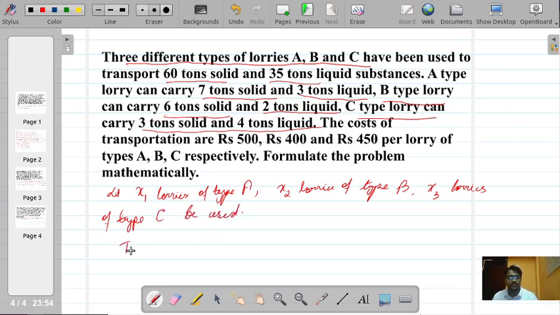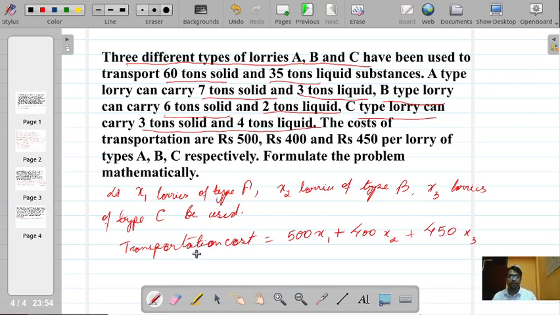So what is the transportation cost? Transportation cost is equal to 500 x1. For each lorry of type A, the cost is 500, and we are using x1 lorries of type A, so it's 500 x1 plus 400 x2 plus 450 x3. This is the total transportation cost.